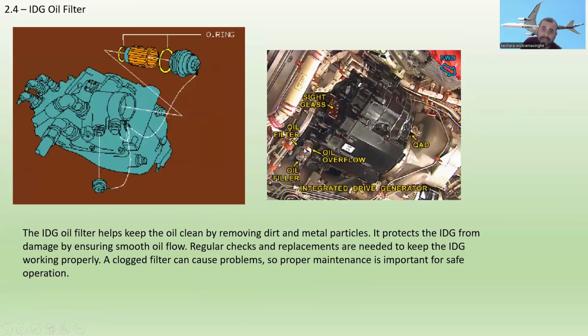Next one, IDG oil filter. The IDG oil filter is situated here. Here is the IDG oil filter, and here are the 2 O-rings. The IDG oil filter helps keep the oil clean by removing dirt and metal particles. It protects the IDG from damage by ensuring smooth oil flow. Regular checks and replacements are needed to keep the IDG working properly. A clogged filter can cause problems, so proper maintenance is important for safe operation.